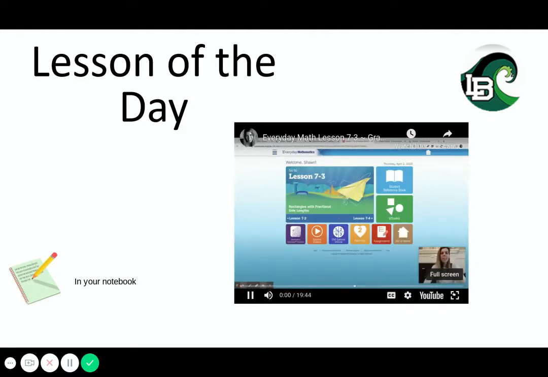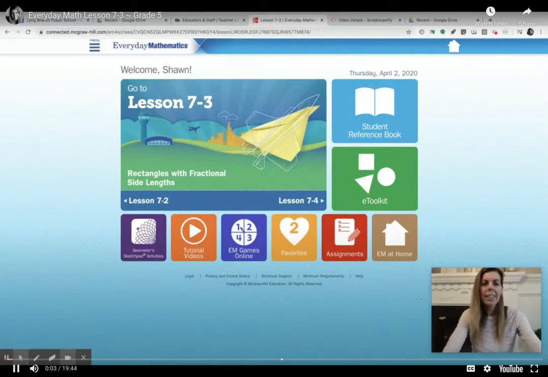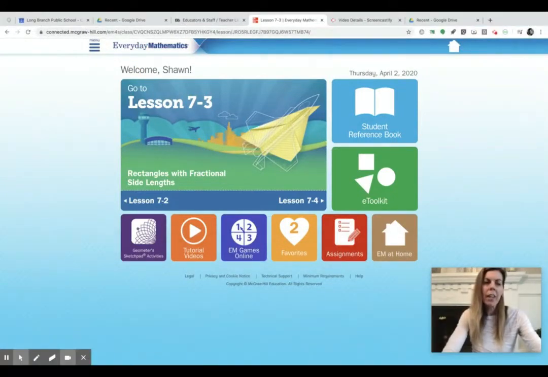Hello, boys and girls. This is Miss Alston working with you today on lesson 7-3. Today, you will be multiplying mixed numbers to find the areas of rectangles with fractional side lengths. All right, so let's get to it.